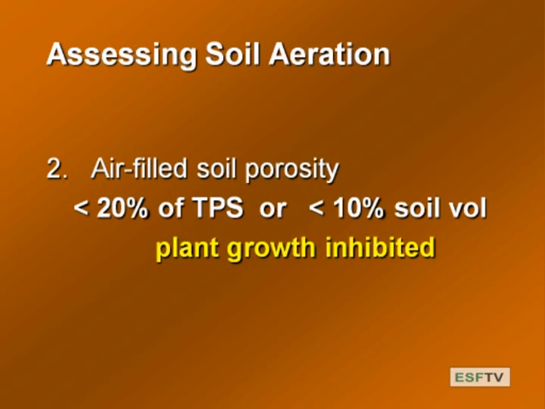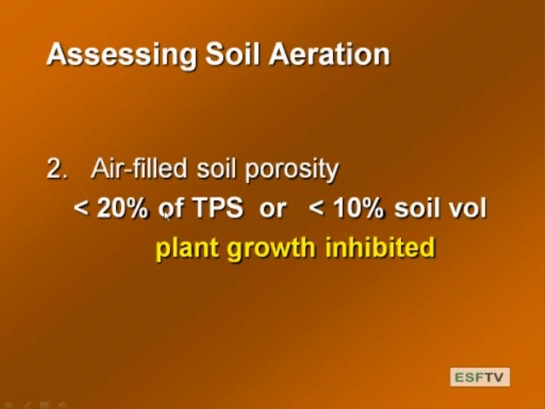Okay, another way is simply with air-filled soil porosity. So if we look at the total pore space, and if less than 20% of that is air-filled, okay, that inhibits plant growth. Okay? So less than 20% of total pore space inhibits plant growth. Let's take that one step further.